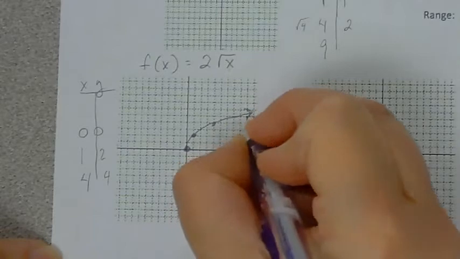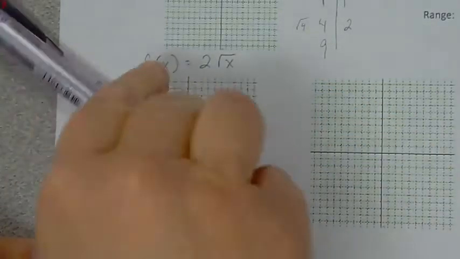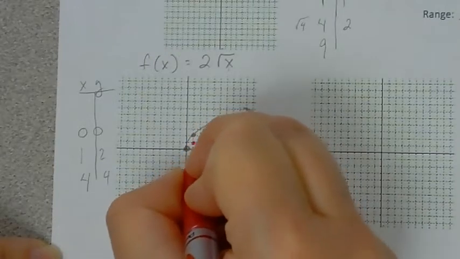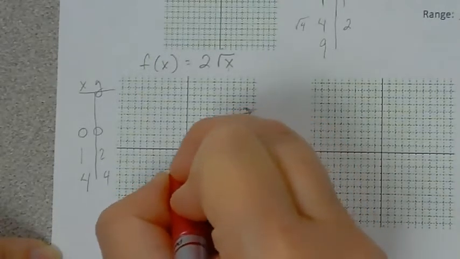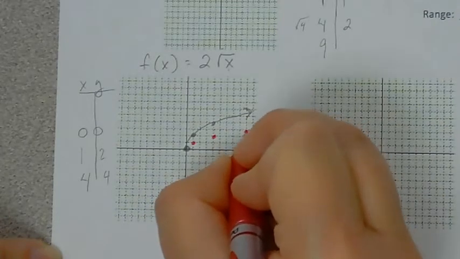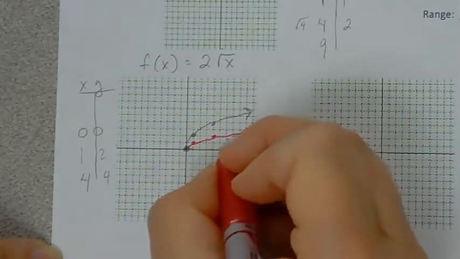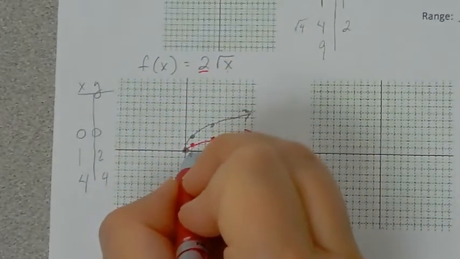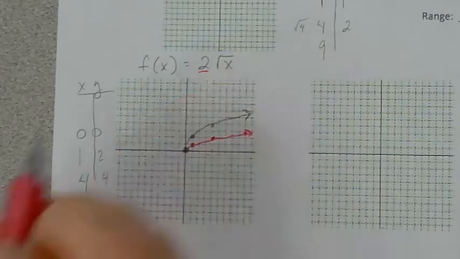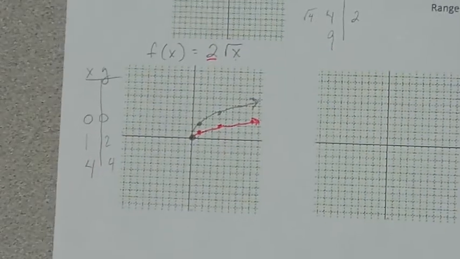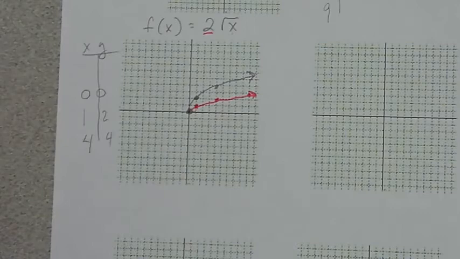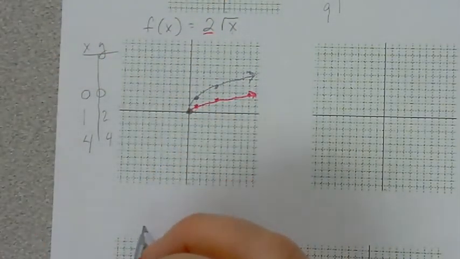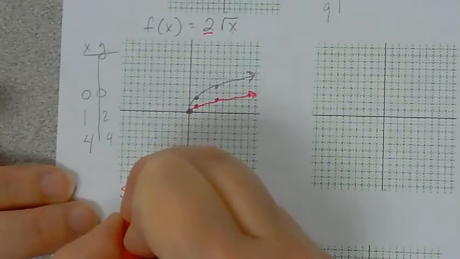Now, this is different than the parent function. The parent function looked like this. Input 1, output 1. Input 4, output 2. Input 9, output 3. So this was the parent function. So what happened by putting a 2 here is every single one of these y values doubled because of this 2. So this thing actually stretched vertically. If I would take a point here and pull like this, I would have a new graph. So we would say that this stretches vertically.